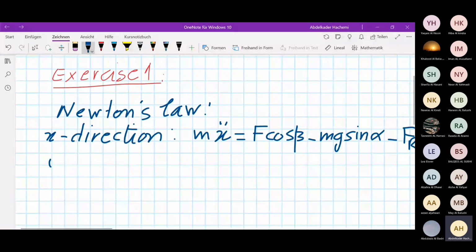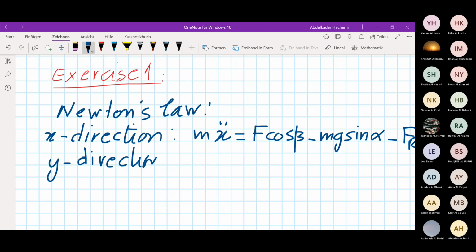Now, if we write the equation in the Y direction, we have m y double dot equal to F sine beta plus N minus mg cosine alpha.